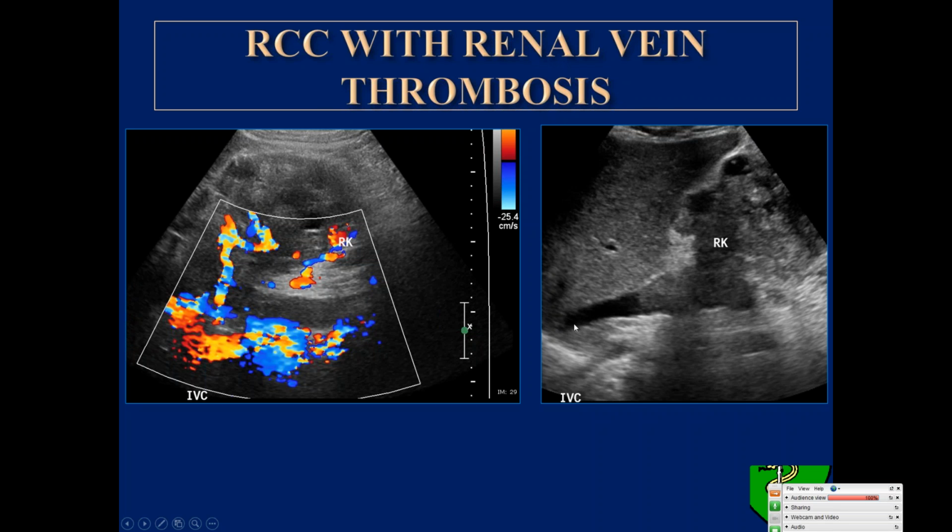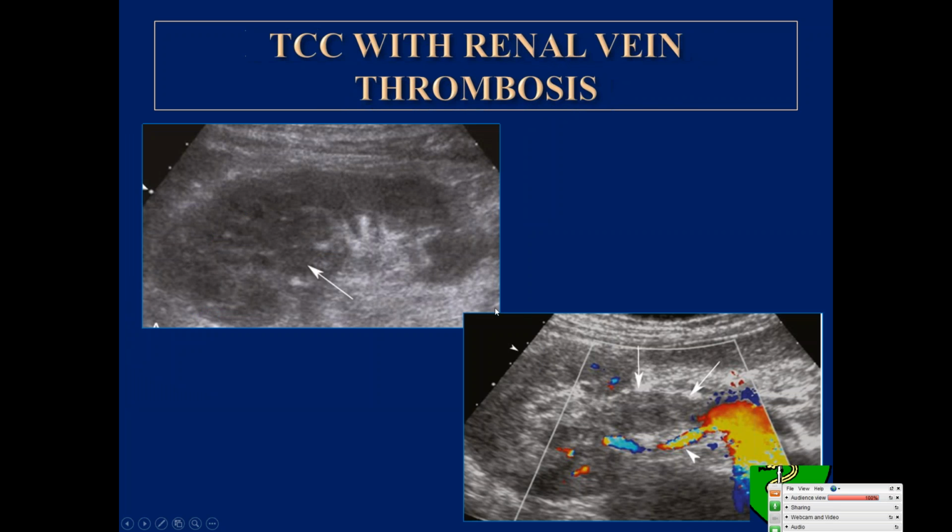You can also interrogate the IVC more proximally, going towards the heart and atrium, and see if there is any extension of this tumor thrombus into the heart. Then the treatment would be different.